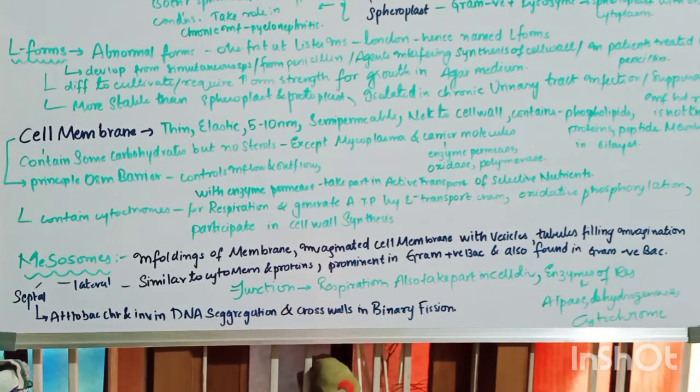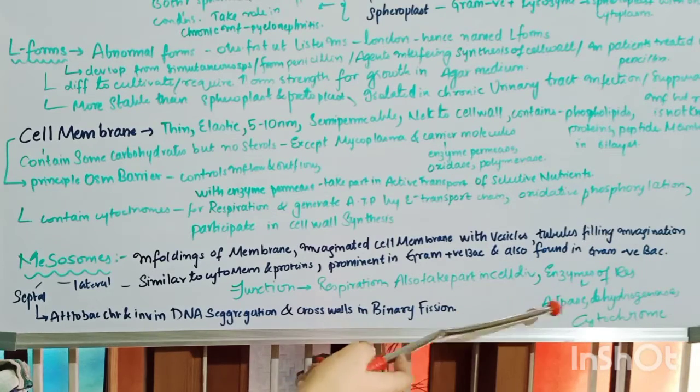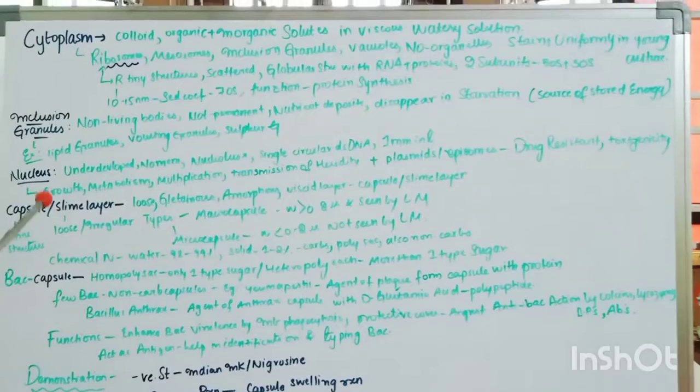And next, the function. These mesosomes in bacteria help in respiration, and they also take part in cell division. And the enzymes of respiration in bacteria are ATPase, dehydrogenase and cytochrome.